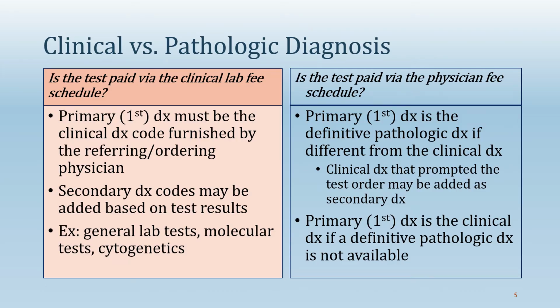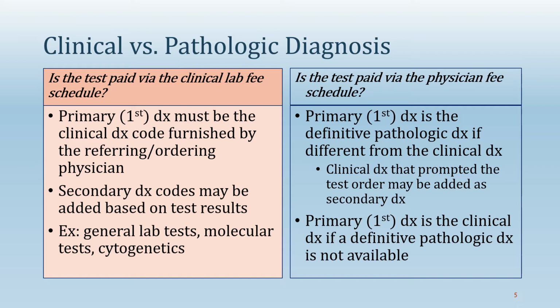So what ICD code do we assign? Our decision is made easier when we know how the test will be paid. Will the ordered test be paid from the clinical lab fee schedule? When paid off this schedule, the claim must list the primary diagnosis as supplied by the referring physician. Any abnormal result or definitive diagnosis is then listed as a secondary diagnosis code.